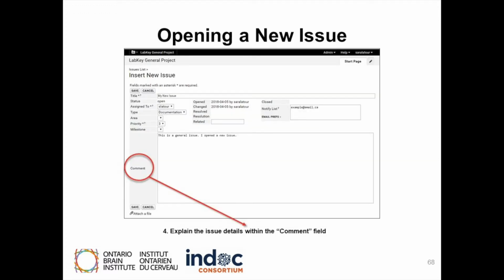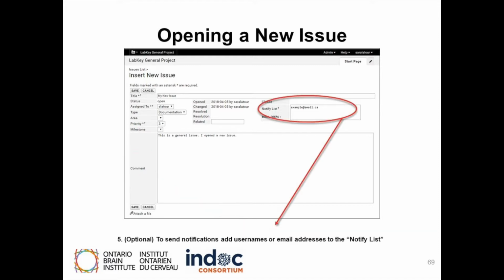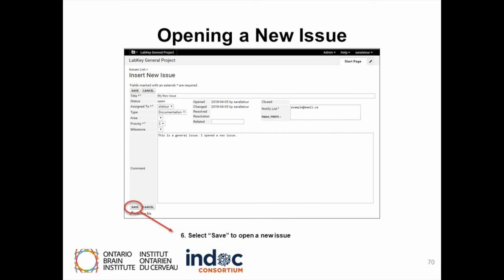Create a more detailed explanation of the issue using the Comments field box. Here you can describe the issue that you have and the option to attach files if needed. If you wish to update other users besides the assigned user, enter their email or username within the notify list. Press Save to open the new issue.